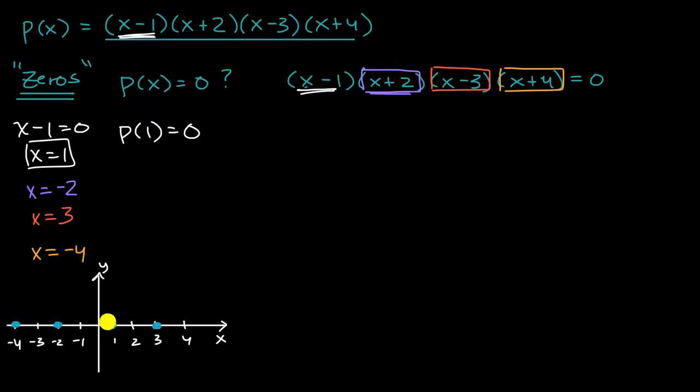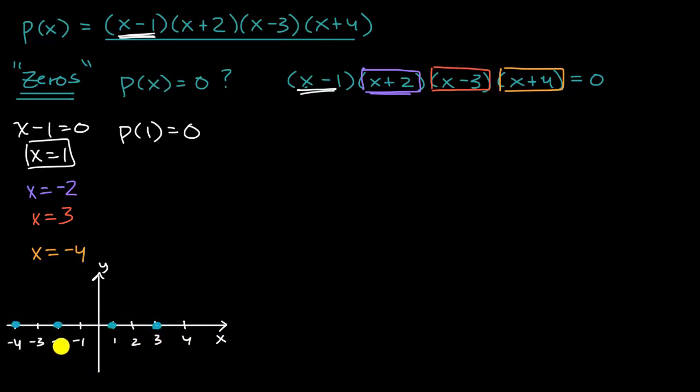Now, we don't know exactly what the graph looks like just based on this. We could try out some values on either side to figure out, is it above the x-axis or below the x-axis for x values less than negative 4? And we can try things out like that, but we know it intersects the x-axis at these points. So it might look something like this. This is a very rough sketch. We don't know without doing a little bit more work.